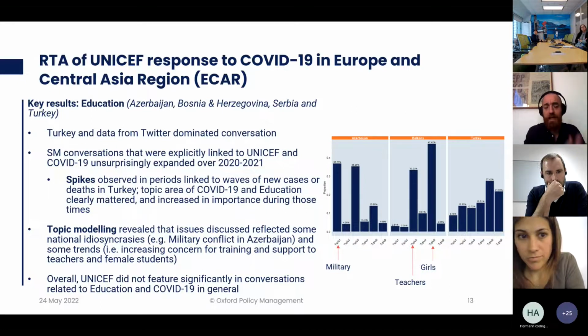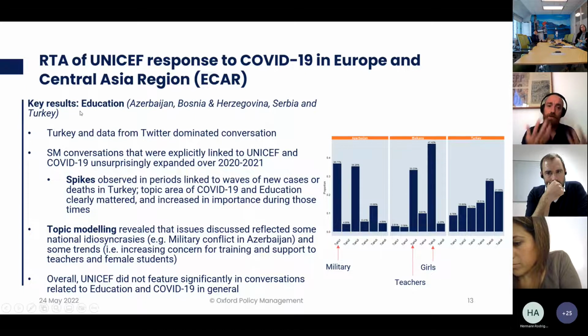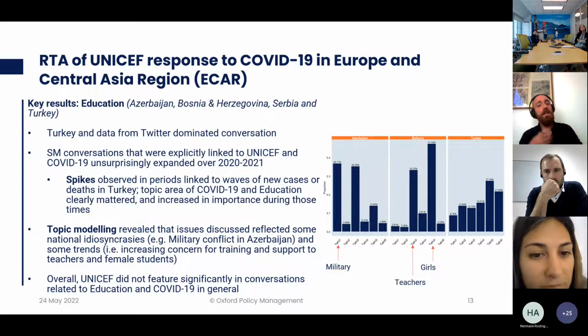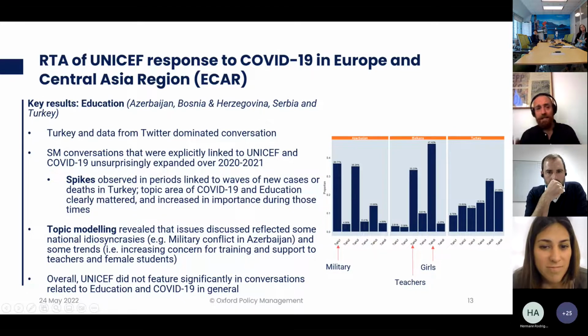are two things. One first large set of analysis that we did was on education. So we ran a query on TalkWalker that gave us data on social media conversations related to COVID-19 and education from these countries. Okay, and we analyzed that data.